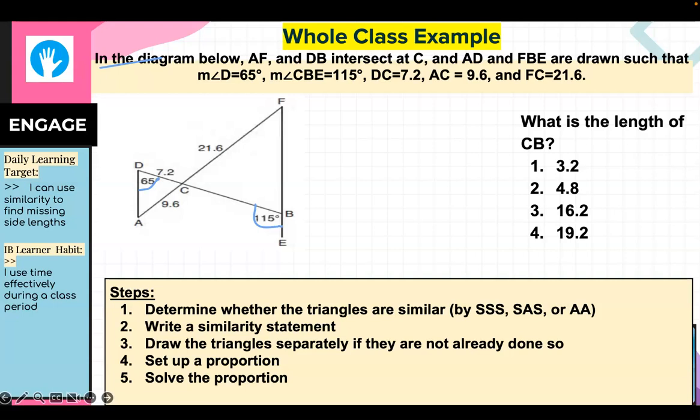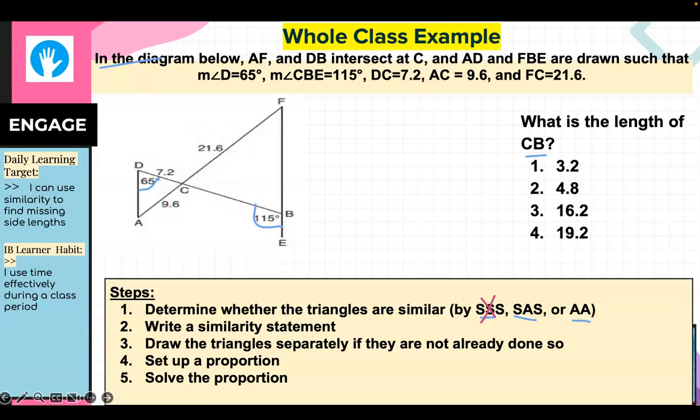What is the question asking? The question is asking, what is the length of CB? So how should we go about approaching this? Well, for one, we should determine whether the triangles are similar. How do we determine if two triangles are similar? Two triangles are similar by either side, side, side, side, angle, or angle, angle, angle. So let's see if we can find one of these. We don't know all three sides, so we can't say SSS.